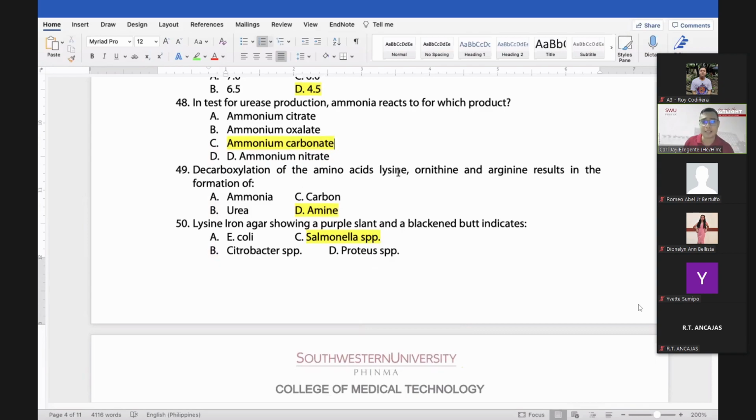Decarboxylation of the amino acids lysine, ornithine, and arginine results in the formation of, the correct answer is amide. Lysine, ornithine, and arginine are amino acids. Lysine iron agar showing purple slant and blackened butt indicates, the correct answer is Salmonella species.